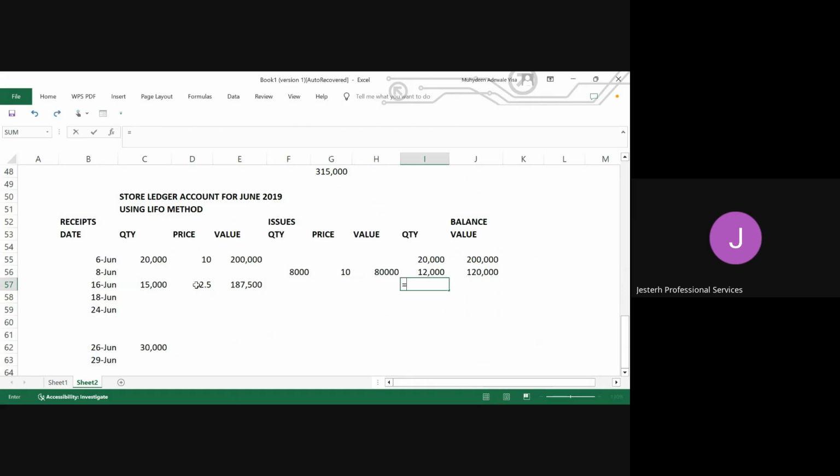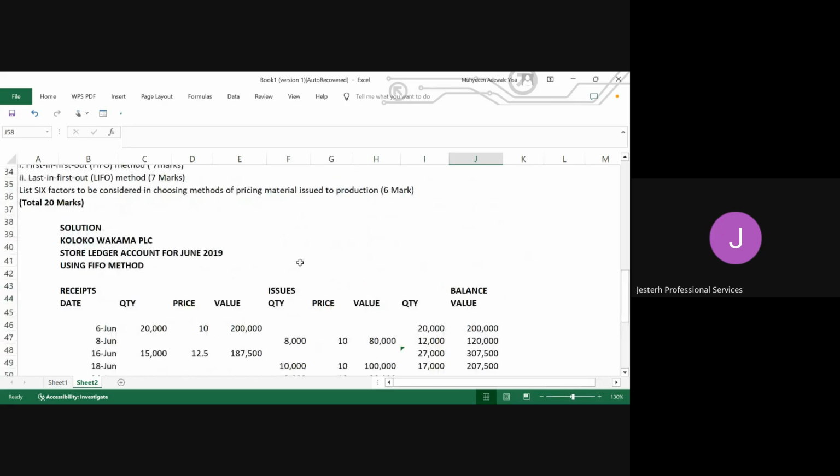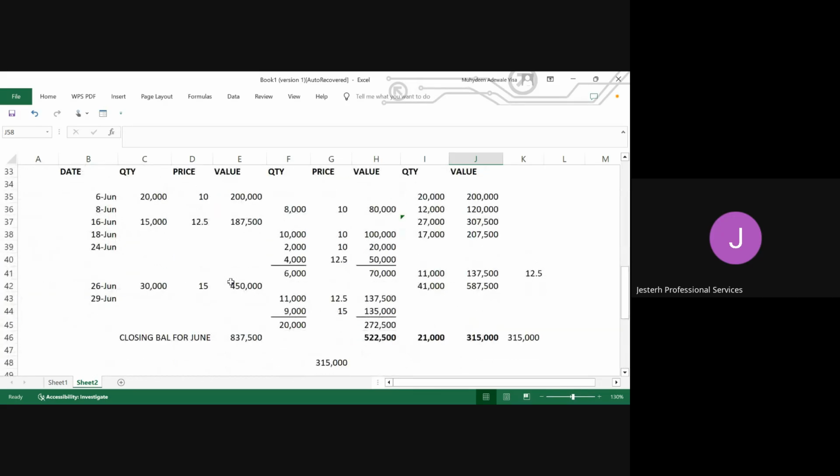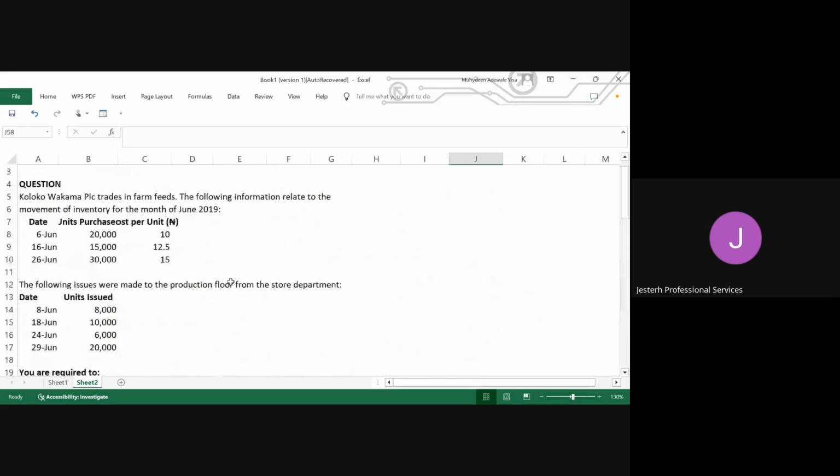Then we come here, the old stock 12,000 plus the new stock that we purchased. It means in our store now we are going to have 27,000. Now, what is the total value? 120,000 plus the value of what we just purchased is going to give us 307,500 naira. Now, let me go back to the question. On the 18th, we issued out 10,000.